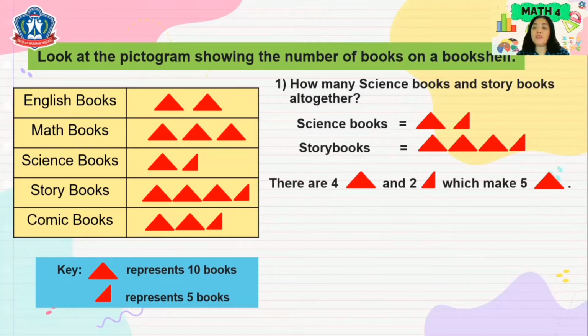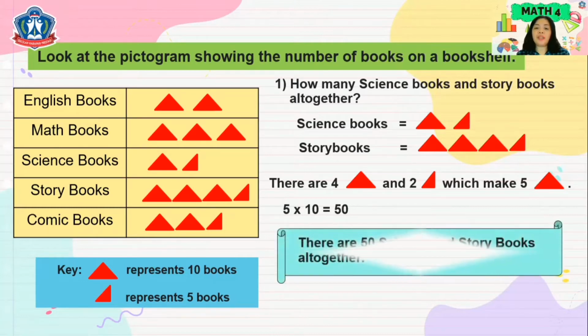So it makes 5 triangles. So again, 1 whole triangle represents 10 books. So 5 triangles times 10, that is 50. So there are 50 science and story books altogether.